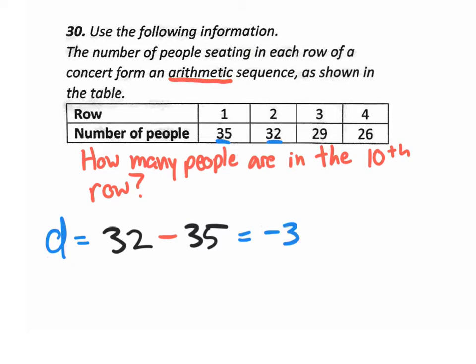I mean, think about it. It's actually decreasing by 3, right? So 35, take away 3 is 32. Take away 3 is 29. Take away 3 is 26. That's why the common difference is take away 3, the negative 3.